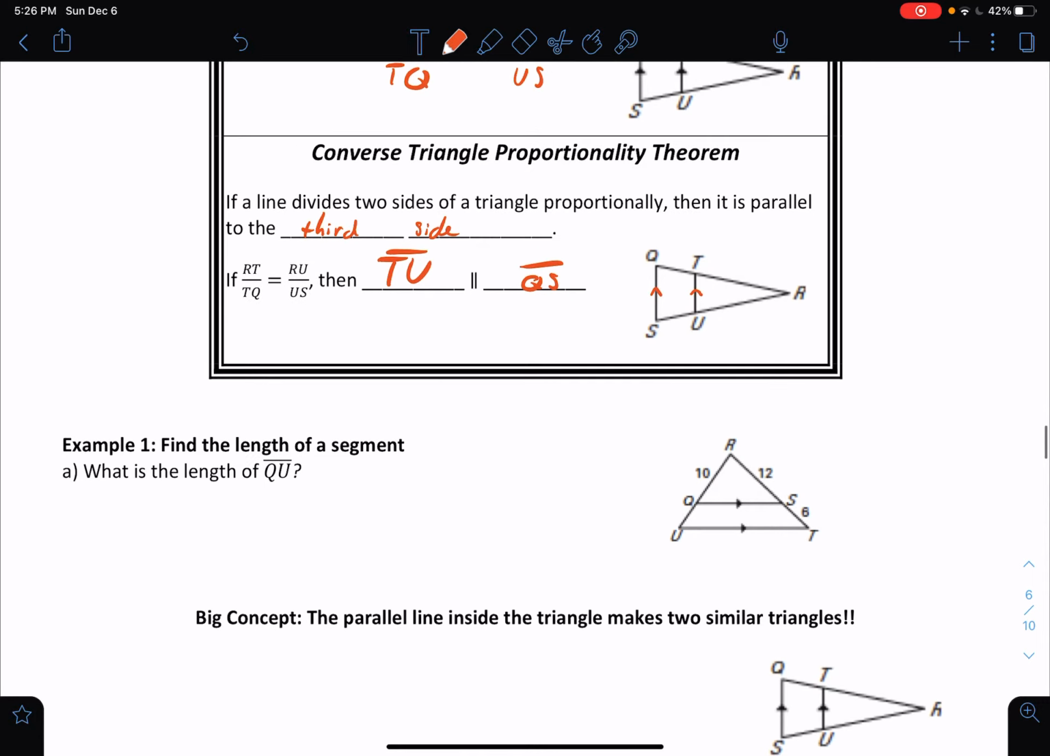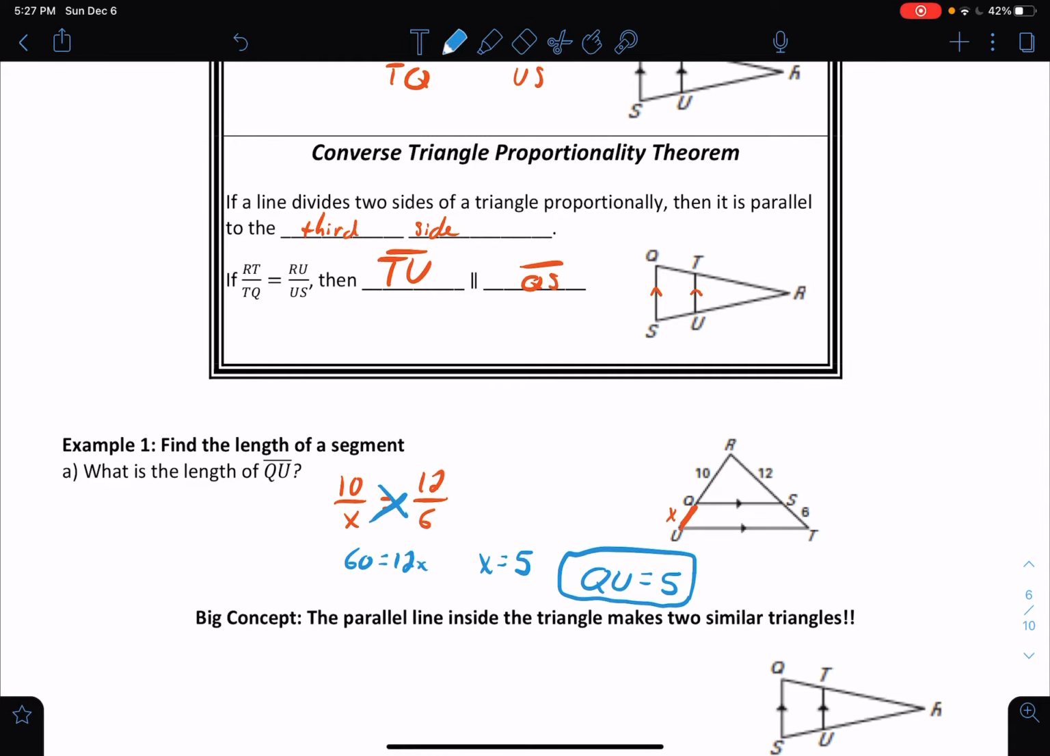So how does this help us solve for missing side lengths? Well, if we wanted to solve for the length of QU, so this part right here, I'm just going to call this X. We'll notice how the line inside the triangle is parallel to the third side. So I can set up a proportion here. On the left-hand side, I've got 10 over X, the top part over the bottom part. And on the right-hand side, I've got 12 over 6, top part over the bottom part. Cross multiply and solve. So we're going to get 60 equals 12x if we cross multiply. So x is going to equal 5. What was x? X was QU. So QU equals 5.